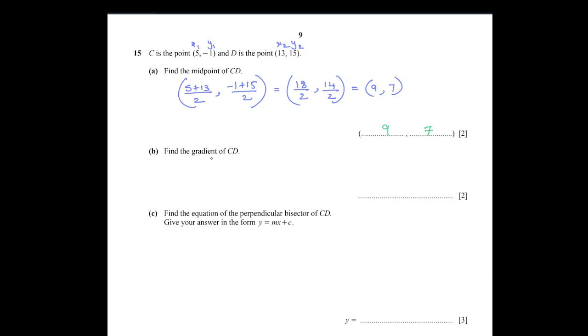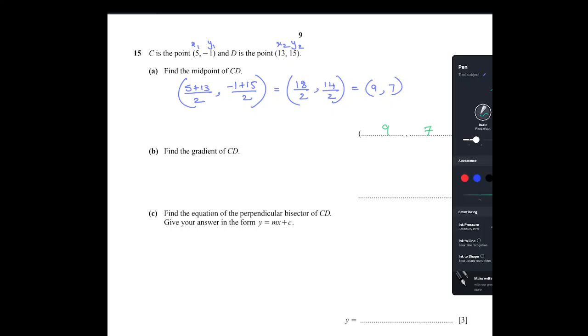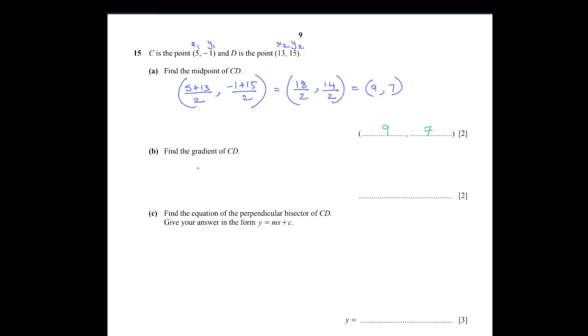Question number B. Find the gradient of CD. First, same thing, you have to follow the rule. We know the rule to find the gradient when the 2 points are given of a line. So y2 minus y1, 15 minus of minus 1, by x2 minus x1, that is 13 minus 5. So 15 minus of minus becomes plus 1, 13 minus 5 is 8, 16 by 8, which is 2. So the gradient is 2.